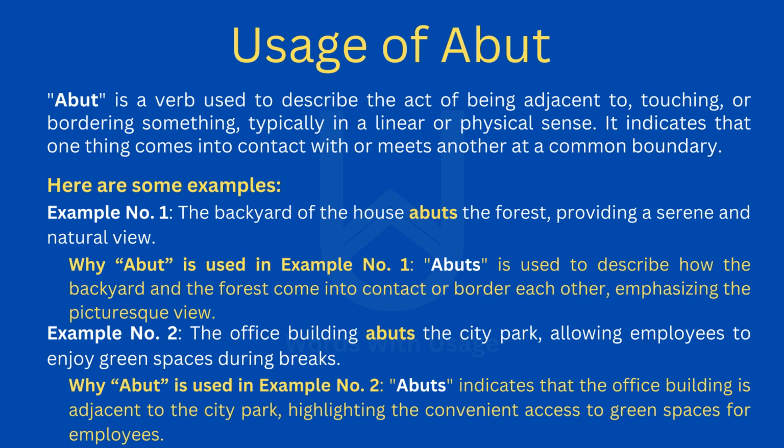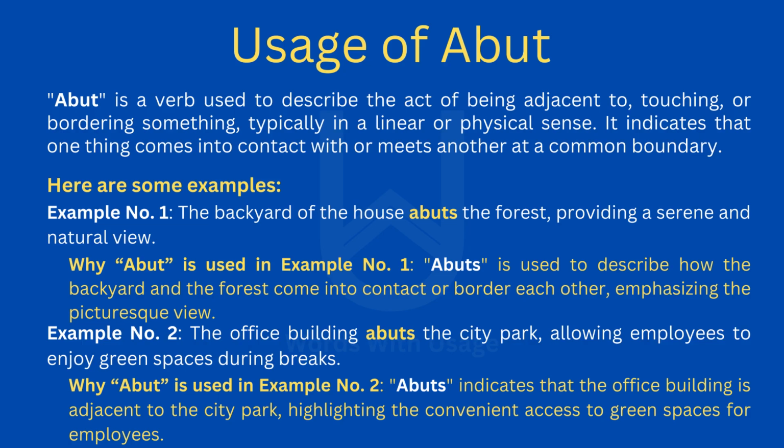Here are some examples. Example number 1. The backyard of the house abuts the forest, providing a serene and natural view. Why abut is used in example number 1. Abuts is used to describe how the backyard and the forest come into contact or border each other, emphasizing the picturesque view.